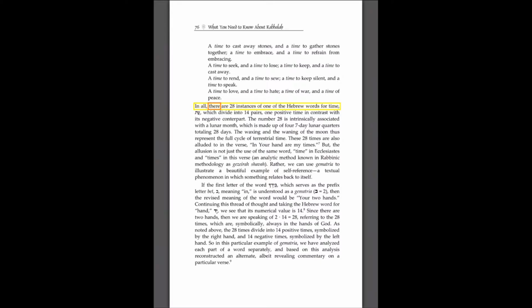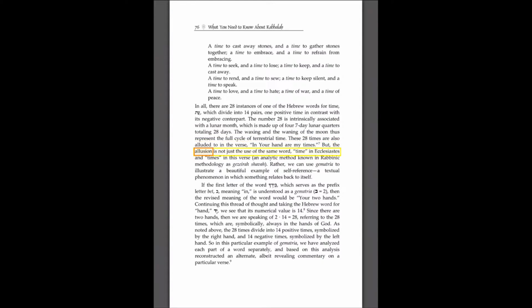In all, there are 28 instances of one of the Hebrew words for time, which divide into 14 pairs, one positive time in contrast with its negative counterpart. The number 28 is intrinsically associated with a lunar month, which is made up of 4 7-day lunar quarters totaling 28 days. The waxing and the waning of the moon thus represent the full cycle of terrestrial time. These 28 times are also alluded to in the verse, "In your hand are my times."